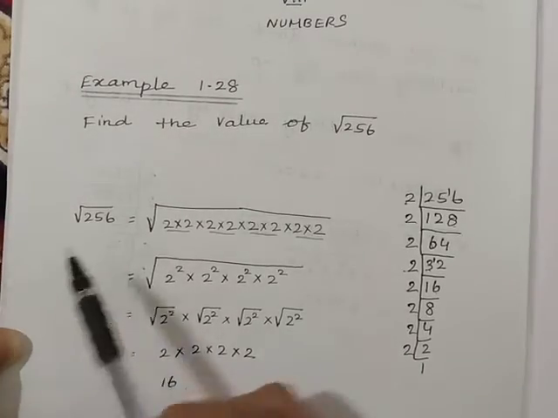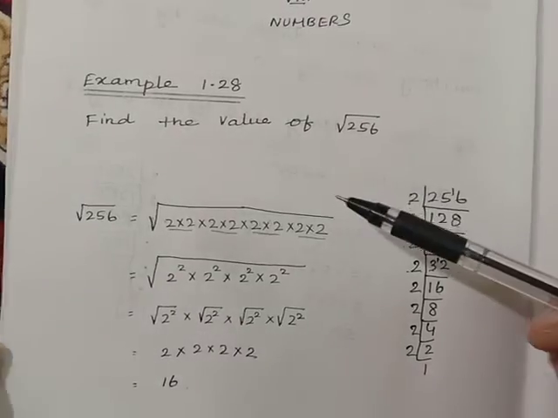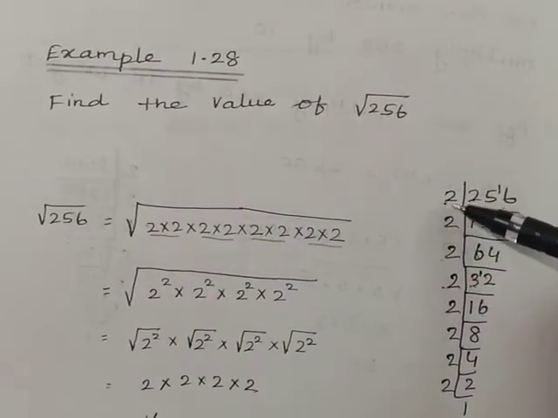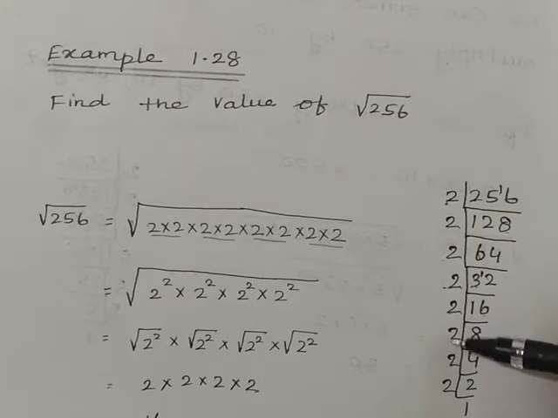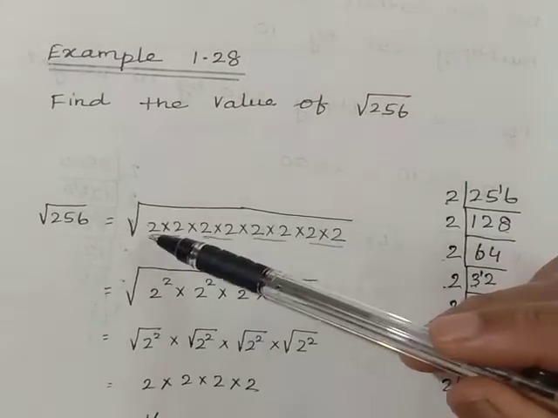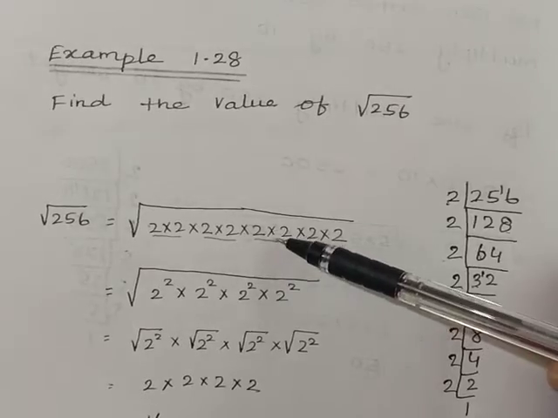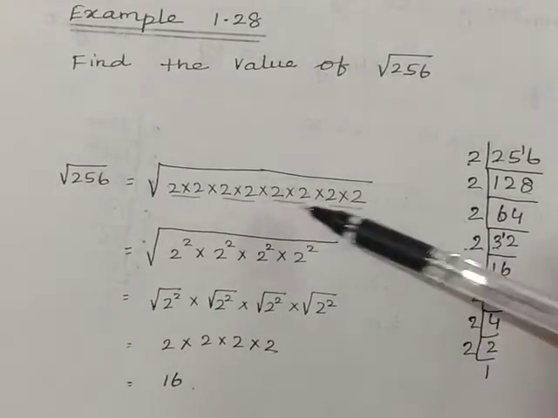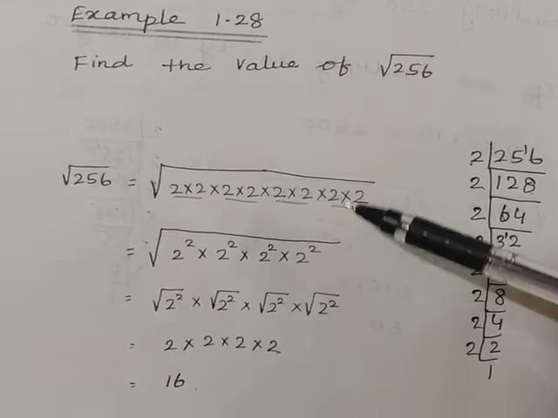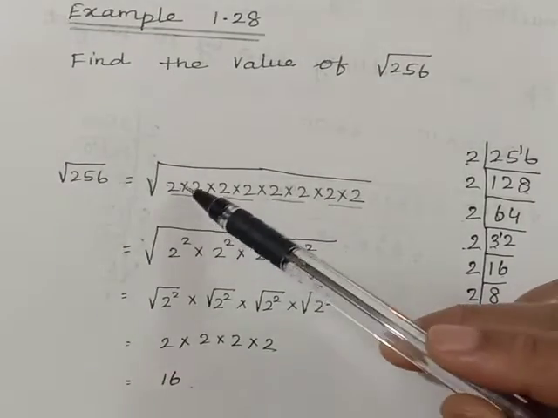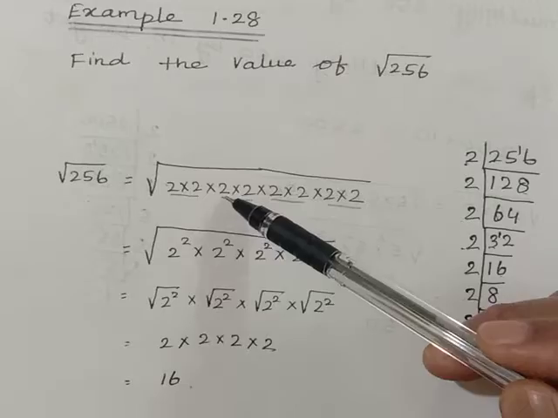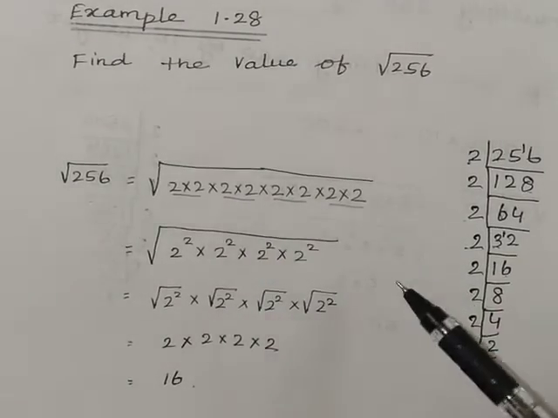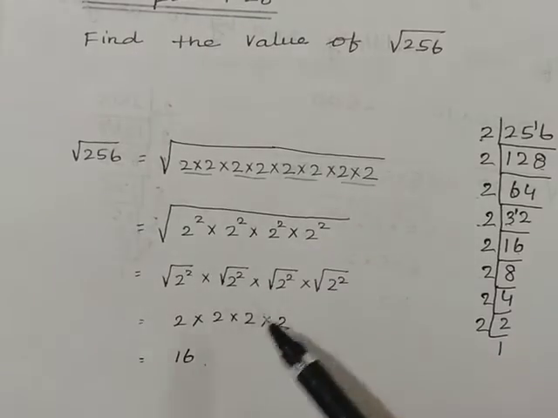So, square root of 256 can be written as 2 into 2 into... 1, 2, 3, 4, 5, 6, 7, 8 2s are there. Now, we are dividing them into pairs so that we can find the square root. 2 into 2 can be written as 2 square, 2 square, 2 square, 2 square. Now, we can separate the root and write down.